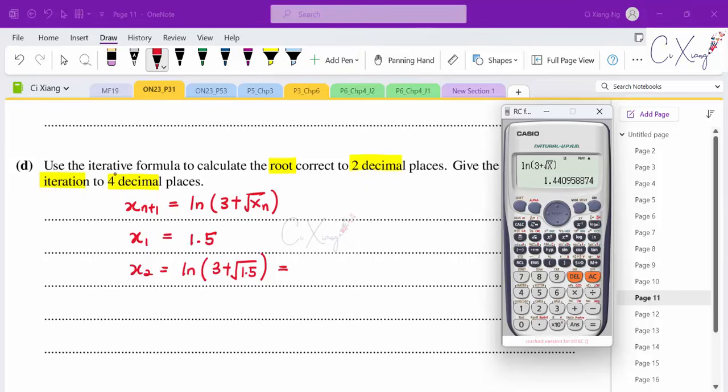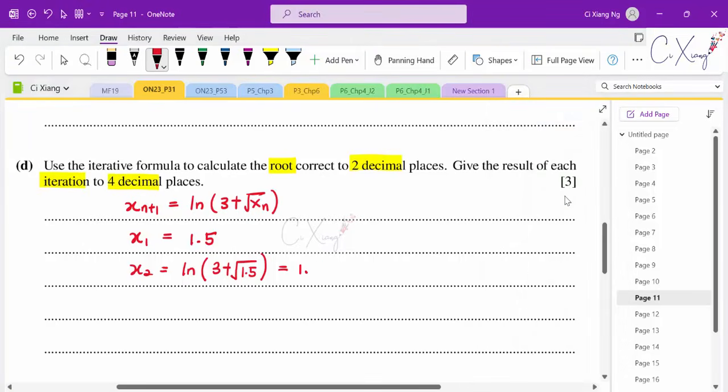They did give us an instruction that our iteration should be in 4 decimal places. So the 4 decimal places answer from this part will be 1.4410. So this value will be 1.4410.